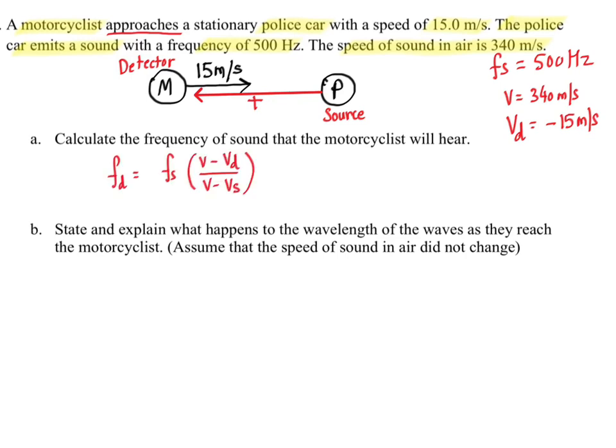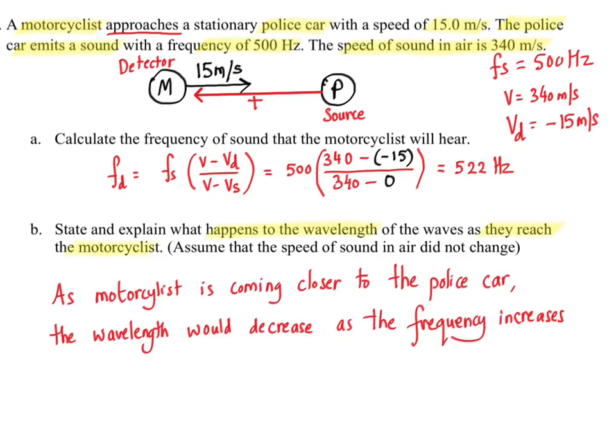Now the formula for Doppler's effect is Fd equal to Fs times (V minus Vd) over (V minus Vs). Fs is 500, V is 340, Vd is negative 15. So already there is a negative in the formula, so negative of negative 15. Then over 340 minus, the source is stationary. That means the police car is not moving, so the speed of the police car is 0. We substitute these values and put it into the calculator. We'll get the answer as 522 Hertz.